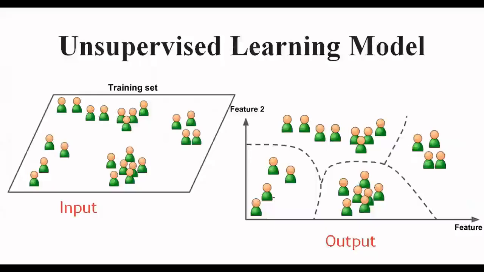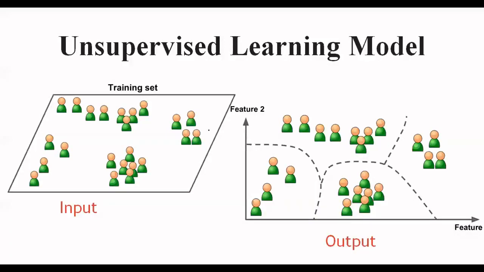So the next thing is unsupervised learning. Unsupervised learning is something like this: we get a training data set. This is an example of the layout of a training data set, that our training data set looks like this.